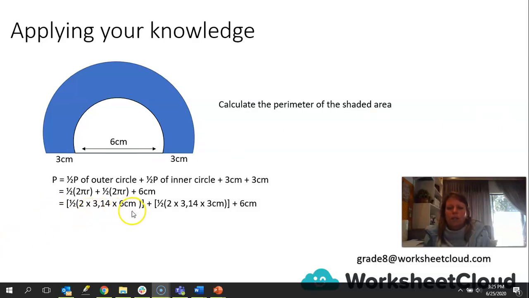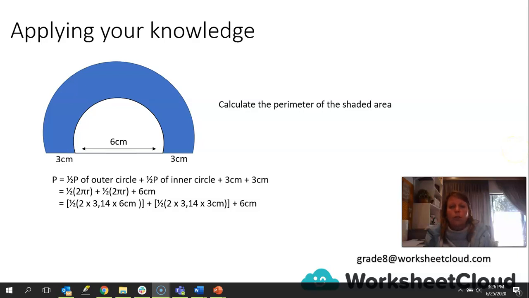Okay, so the 6 centimeters here being the radius of the bigger circle, because it would be 6 plus 3, which would be the diameter. That would give us 12. So half the diameter is the radius, which is then 6, which is here. Okay, plus half times 2 times 3, because that's pi, times 3 centimeters, because now we're working with the inner circle. So half of 6 would give me 3. So the 6 would be the diameter of the inner circle, and 3 then the radius, okay? Plus this 3 and this 3 for the other part of the perimeter of the shaded area.